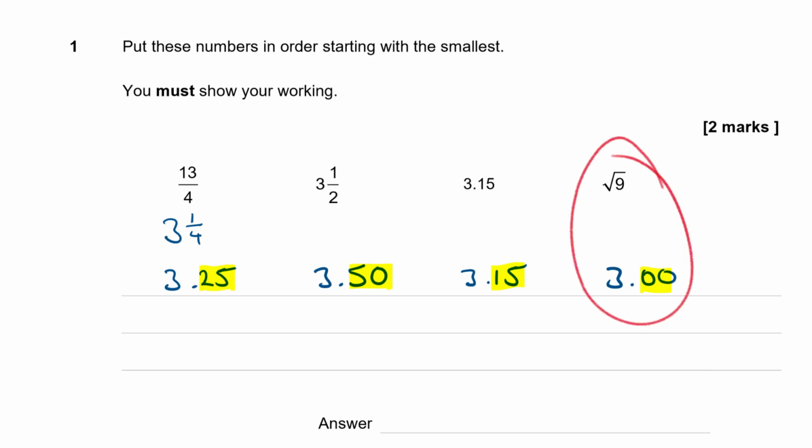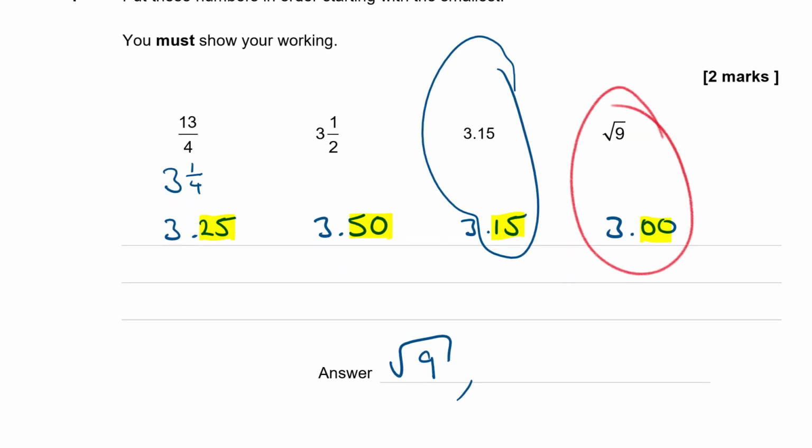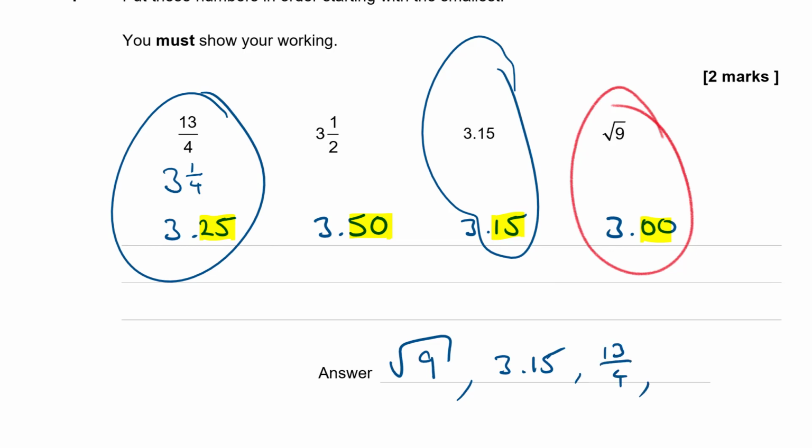It's easiest to see which is the smallest and which is the biggest. So my 3.00 is going to be the smallest, which is this one here, isn't it? So I'm going to write them down in the format they gave me. So that's root 9 is the smallest. Next biggest, 3.15. Then that's the next biggest, isn't it? Which is 13 over 4, and then finally 3 1/2.